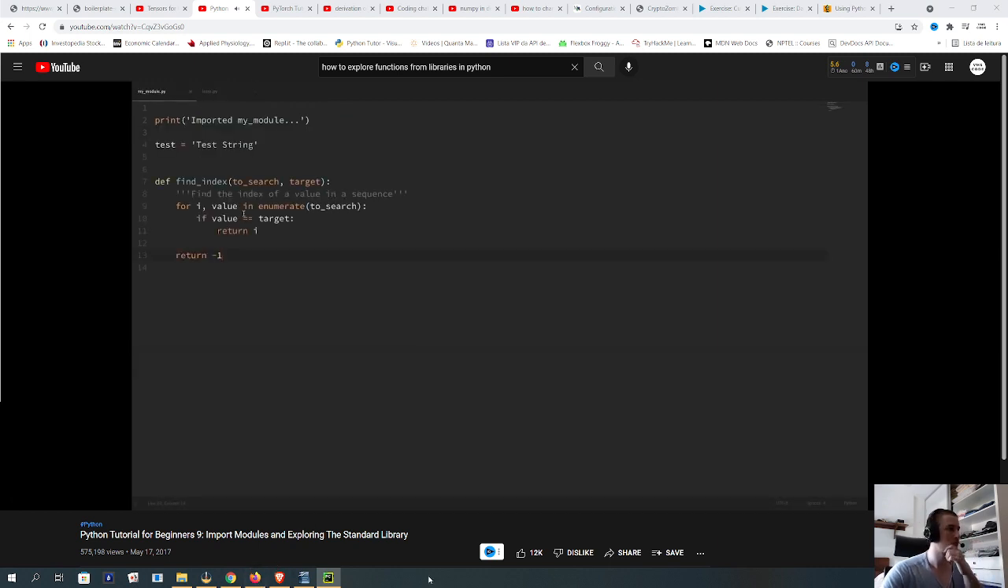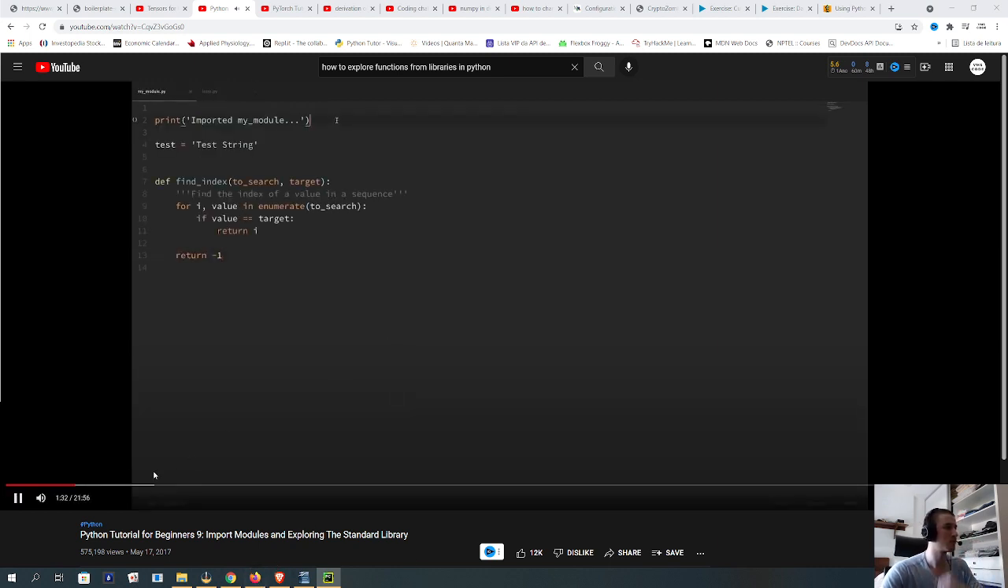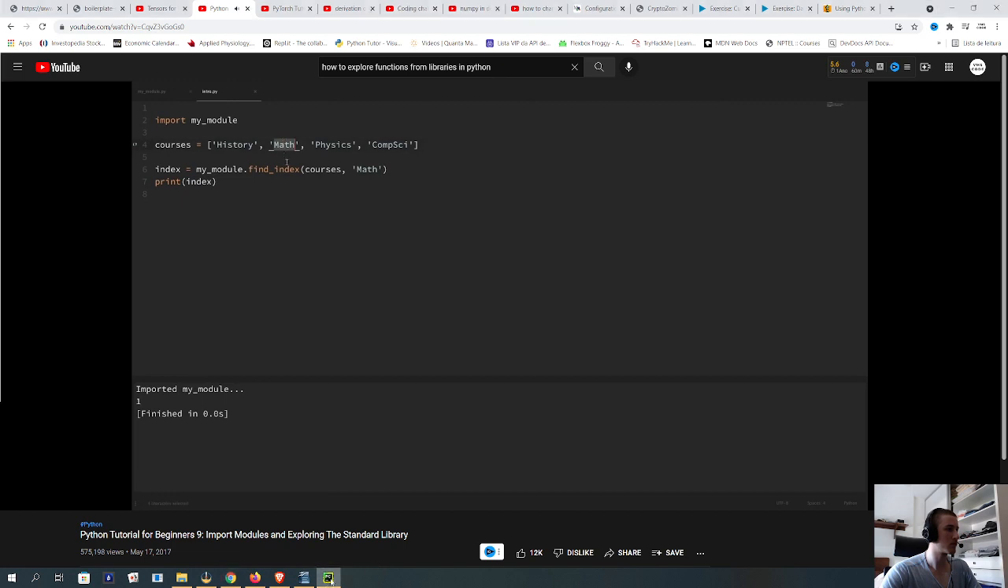Now when we import a file, it actually runs all of the code from the module that we import. So that's how it creates all of the functions and variables. But if we have any other code like print statements or anything like that, then that will be run as well. So that's why I have the print statement here in my module, is the index of the math value.